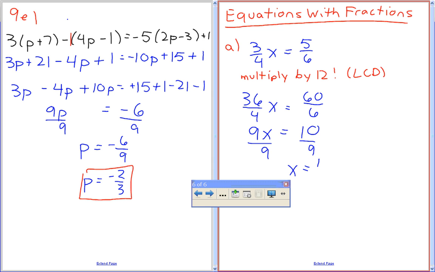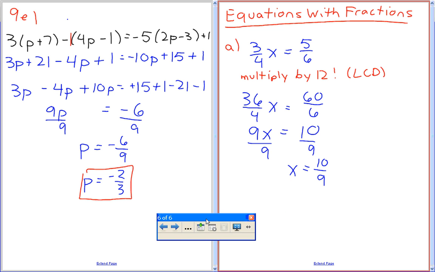10 divided by 9. Okay, it goes to 10 divided by 9. Whoever said 10 divided by 9, because you always divide by the coefficient with the x. Right? So that's 9x. You get rid of the 9 divided by 9. Yeah. There's another way to do it, isn't there? Like, put the x by itself equals, and then 5 over 6 divided by 3 over 4.